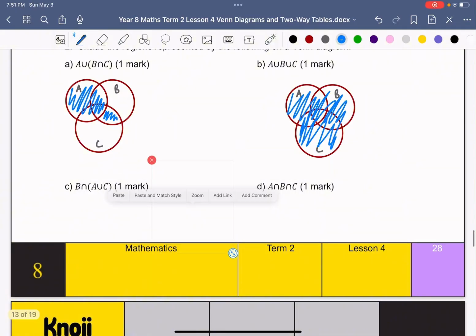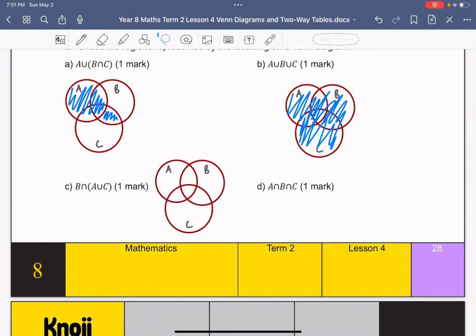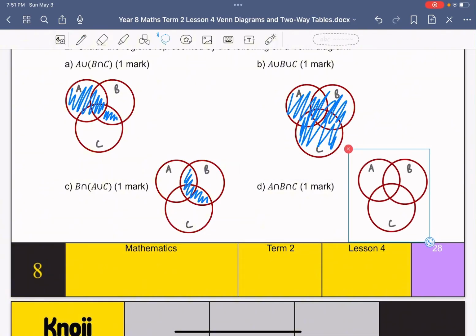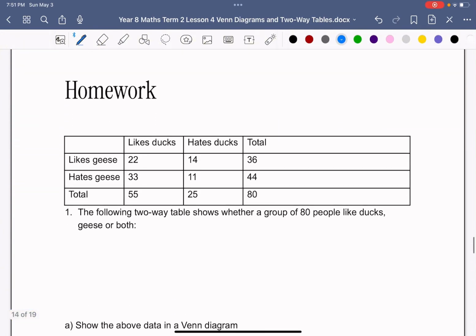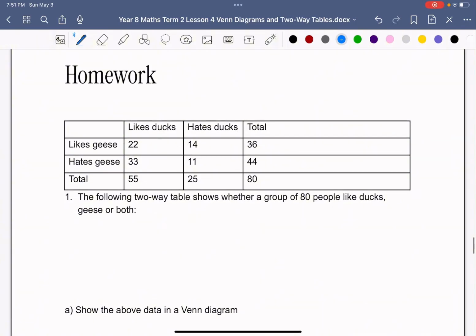For this one over here, we have B and A or C. So A or C means any part of this, but B and means it only has to overlap with B. So we would only shade in this region over here. Now this one says A and B and C, which means the only time they overlap, this middle section over here. Now we can move on to homework.